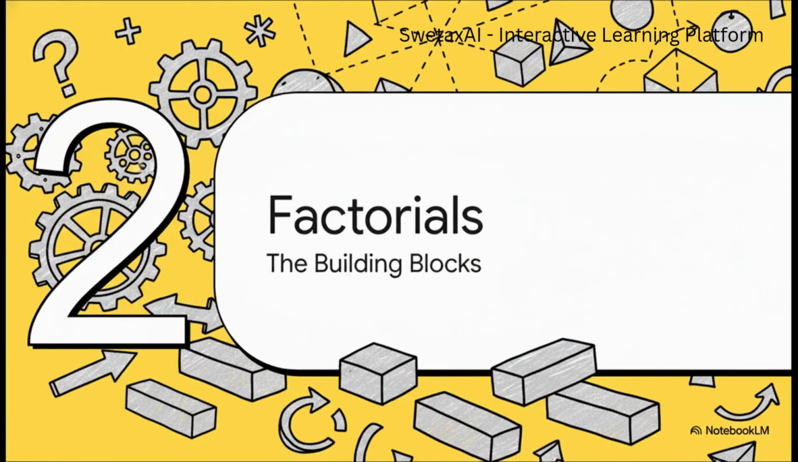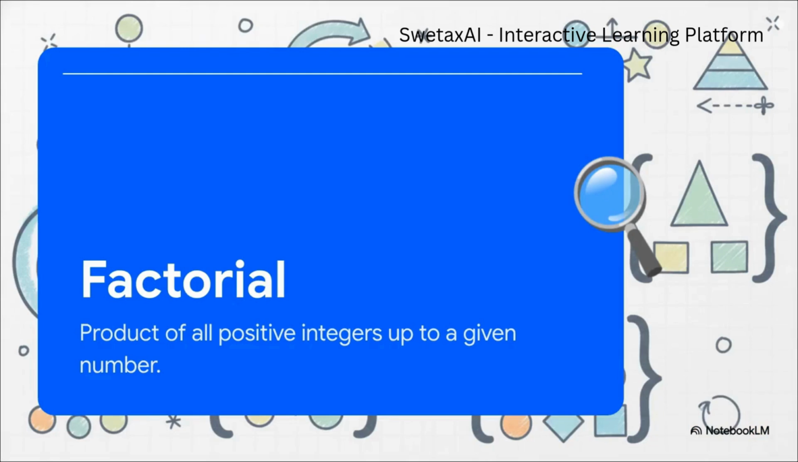Section 2, Factorials, the building blocks. Now that we've got multiplying independent events down, let's introduce the core mathematical tool we need to build much more complex counting structures. This tool is the factorial. In math, it's represented by an exclamation point. And a factorial is simply the product of all positive integers up to a given number.